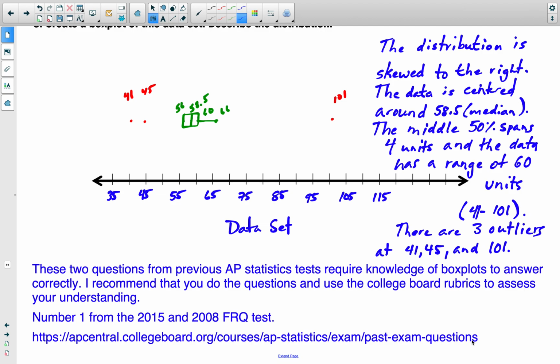Now, these 2 questions from previous AP statistics tests require this knowledge of box plots to answer correctly. I recommend that you do the questions and use the College Board rubrics to assess your understanding. Number 1 from the 2015 and number 1 from the 2008 FRQ test. You can find these at this link down here. Go to College Board, go to statistics, and they'll give you a list of every year's FRQs. You want to go to 2015 and 2008 and do number 1 from each one of those. Again, use the rubrics to assess your knowledge and clean up any errors you made. And you'll see how you can use this particular knowledge to do these 2 questions correctly.